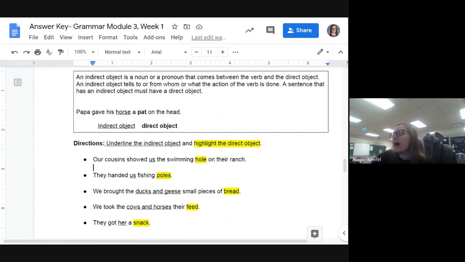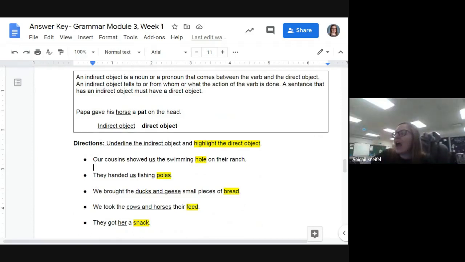They handed us fishing poles. What was handed? Poles. Who were they handed to? Us. Us is the indirect object. Direct object is poles. We brought the ducks and geese small pieces of bread. What was brought? Bread. Who was it brought to? The ducks and geese. So the ducks and geese are our indirect object. The direct object is the bread.